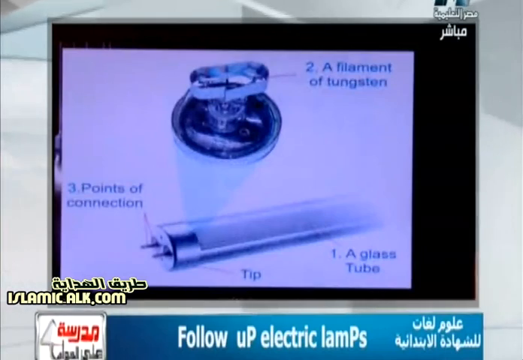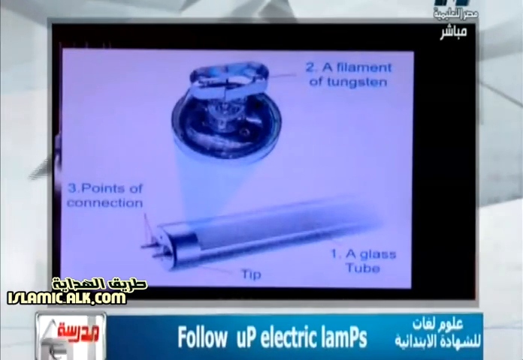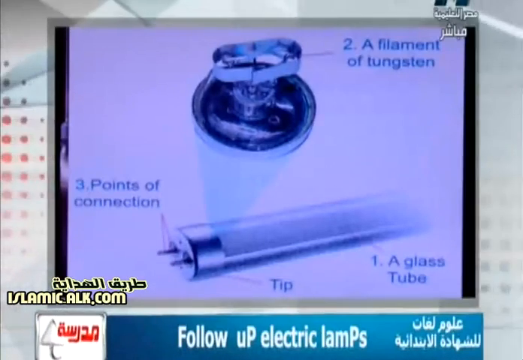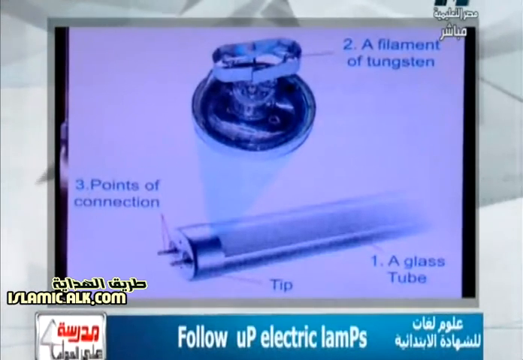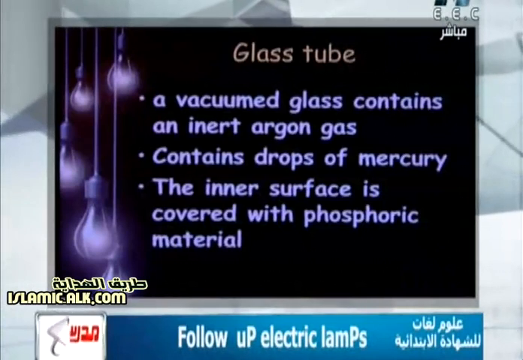So that's a picture of the fluorescent lamp. Here I have the glass tube, number one, and also I have two filaments of tungsten, and also I have two points of connection, okay? So let's study each one of them in detail.